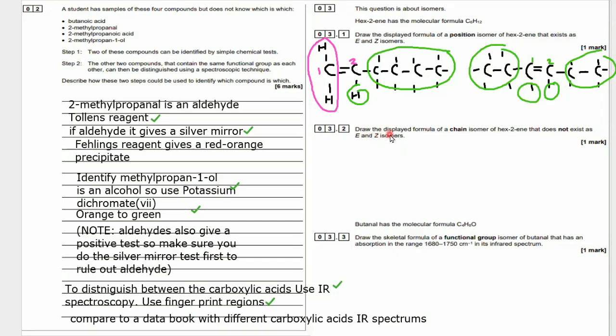You want to be drawing that. Make sure you include all the hydrogens. I'm being lazy. Next question: draw the displayed formula of a chain isomer of hex-2-ene that does not exist as an EZ isomer. So it doesn't exist as an EZ isomer. Now I'm looking at a chain isomer.